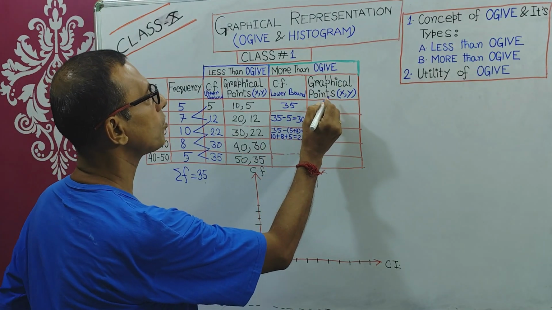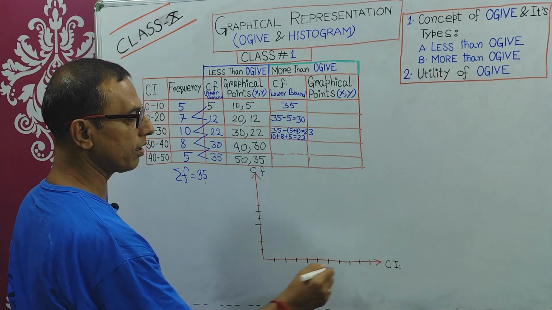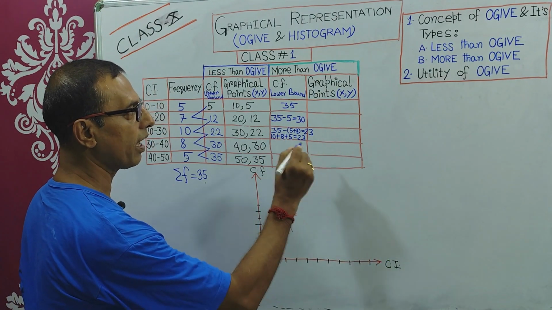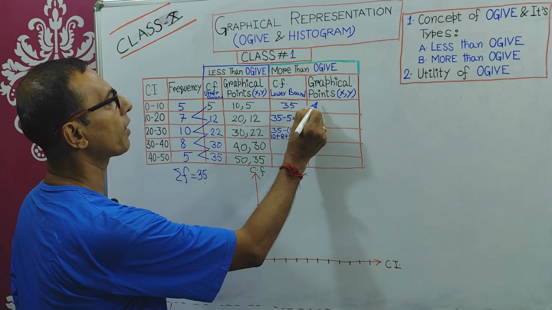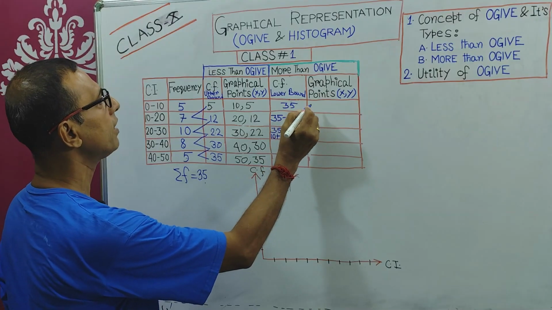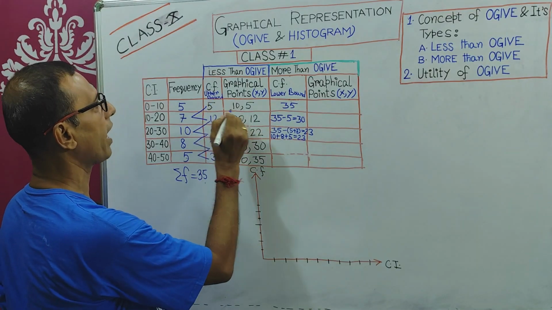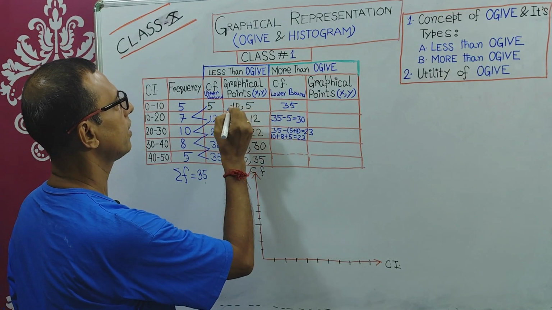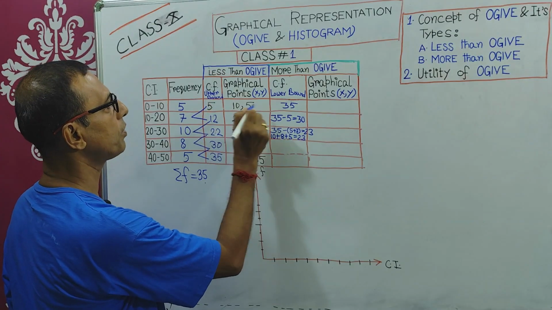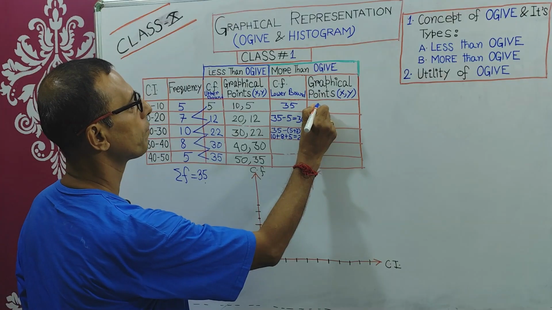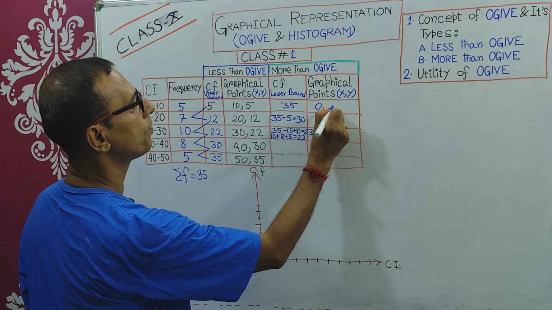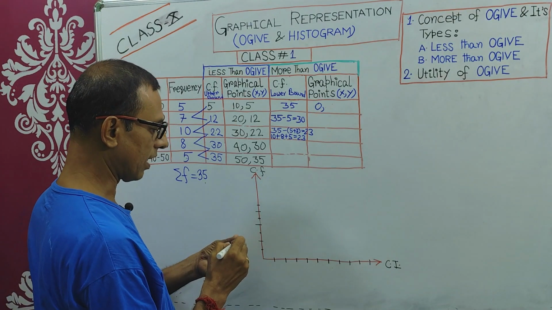Right? So now what will be the data points? Same thing, across x-axis we have class interval. So here our class interval value will be the lower bound data. Here we had lower bound data, upper bound data, here we will have lower bound data. So lower bound data means 0, and what is the cumulative frequency? That is 35.